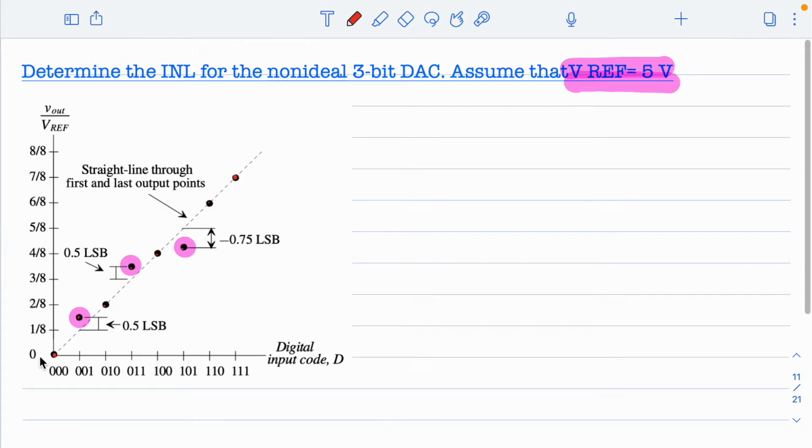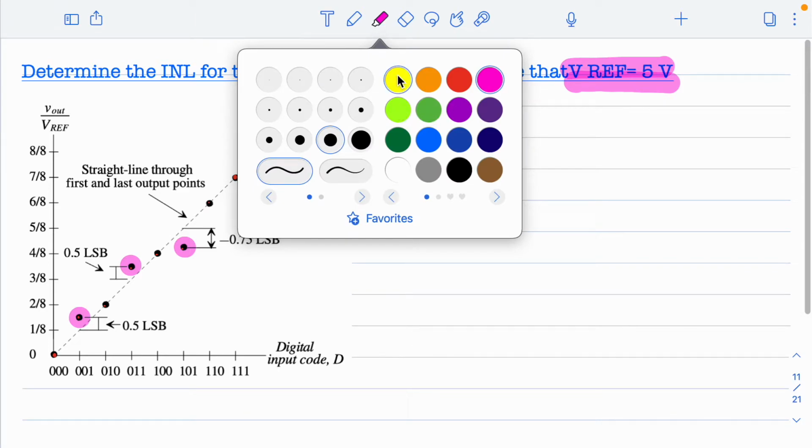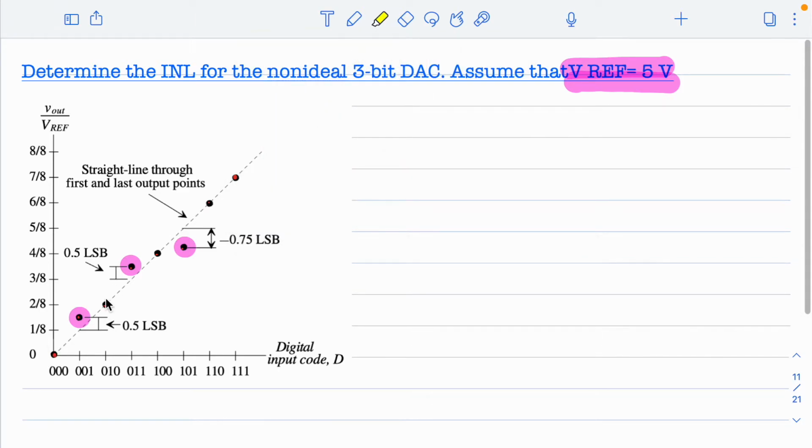Since the output is falling exactly on the line for these four points, we can write that the INL for those is equal to 0. So INL for 0, 1, 2, 4, 6 and 7: for all these input digital codes, the INL value is equal to 0.